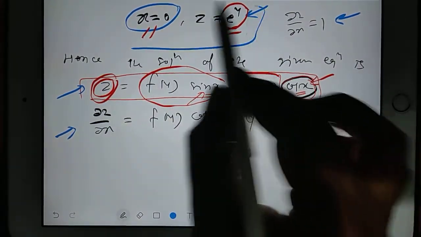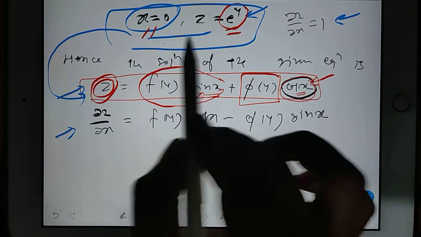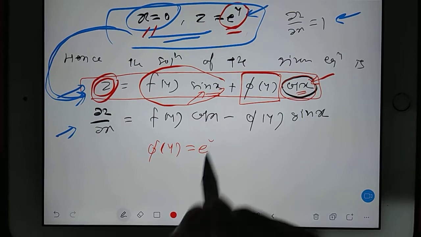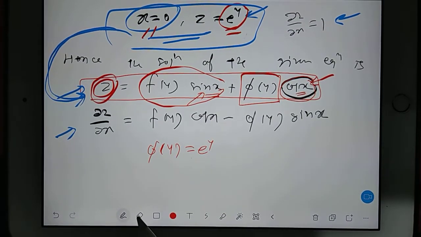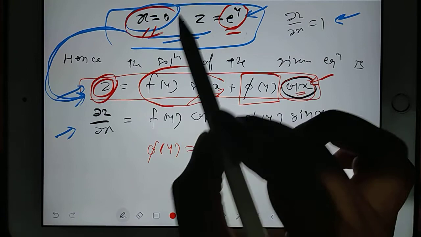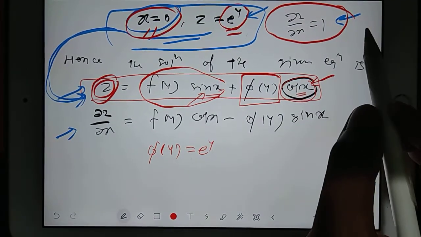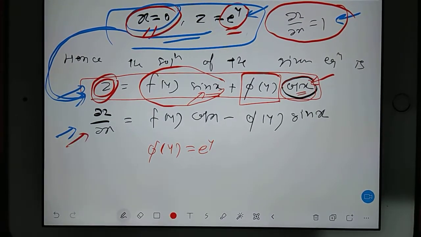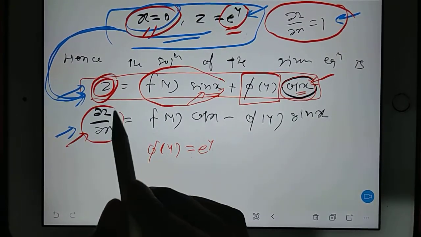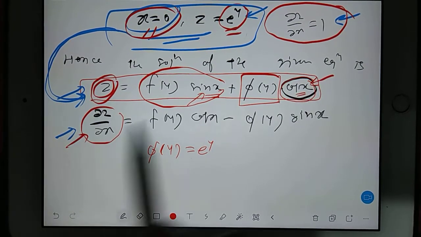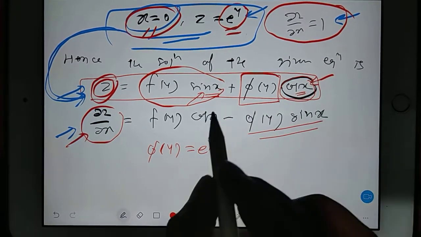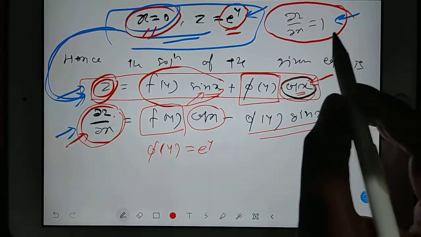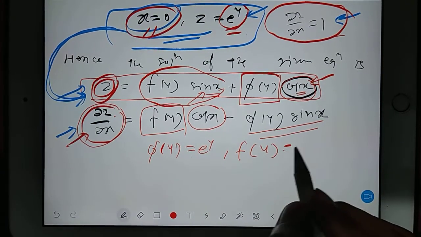So using this given data in the first equation, we got phi y equal to e power y. Okay, now I will use x equal to 0 and dou z by dou x equal to 1 in the second equation. So in the second equation this is 1, and we are putting x equal to 0, so this term will be 0 and this term will be 1. So I got f y equal to dou z by dou x, that is nothing but 1. So I got f y equal to 1.